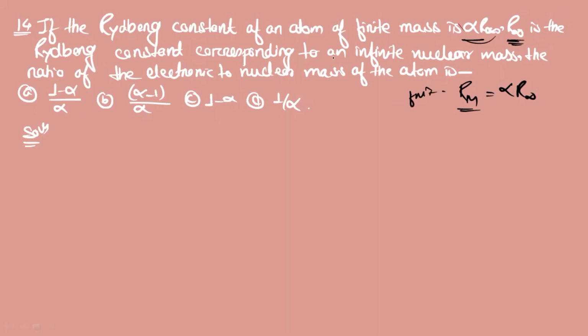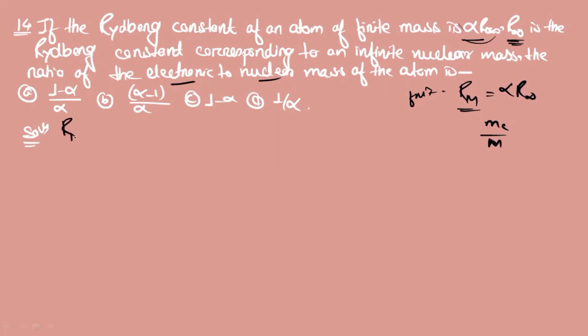So you will have to calculate what you are asked to do here. You are asked that if the Rydberg constant of an atom of finite mass is this, and R infinity is the Rydberg constant for an infinite nuclear mass, you will have to calculate the ratio of electronic to nuclear mass of the atom. All right, just the ratio of electronic mass and nuclear mass. Electronic to nuclear mass means mc by capital M. This is the mass of the central atom.